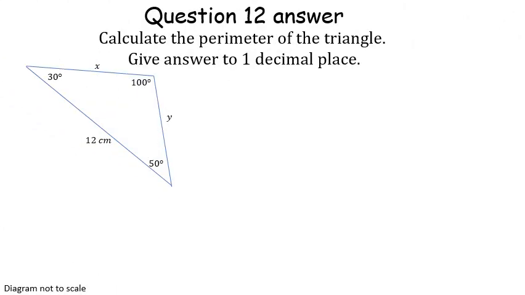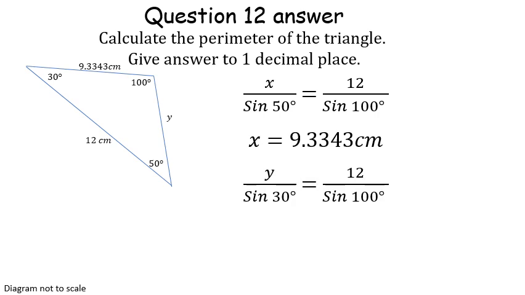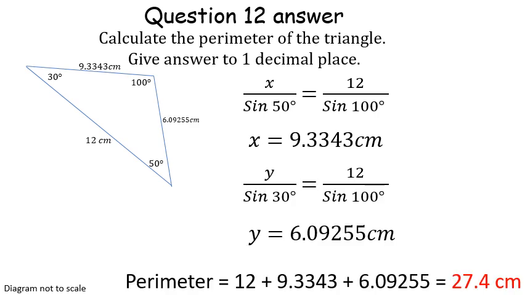Question 12. To find the lengths of the other two sides in the triangle, we can use the sine rule twice. Once we've found the two sides, we can just add all three sides together, getting the perimeter as 27.4 centimetres.